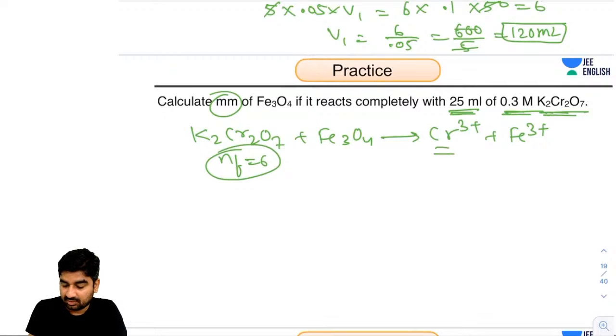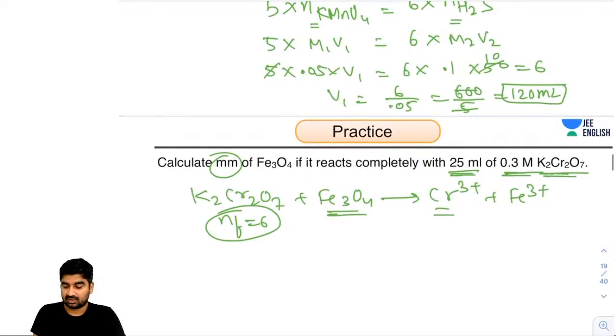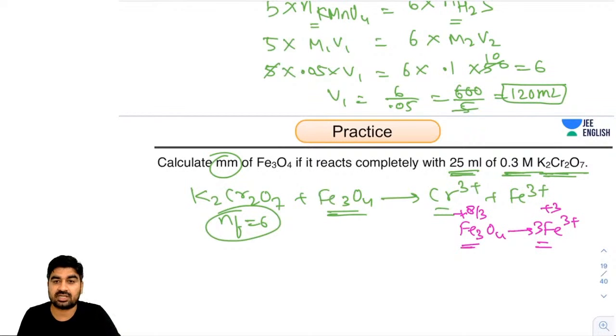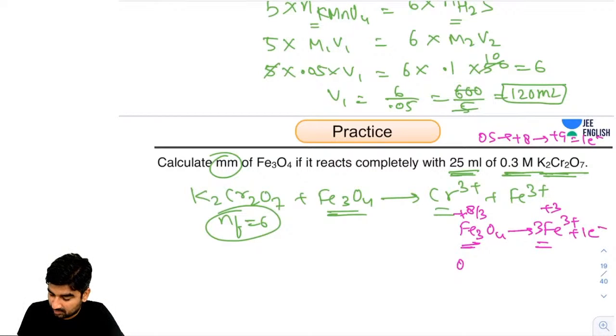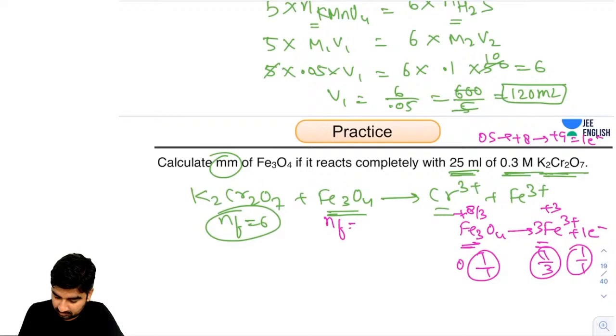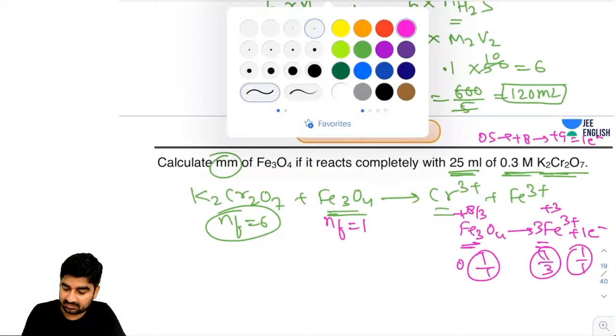I told you in every condition. Now you have to calculate the n factor for Fe3O4. And how will you do that? Fe3O4 is going into Fe3+, and just balance the three. Here it is +3 and here it is +8/3. So what is the change in oxidation state here? 8/3 into 3 is 8, and 3 into 3 is 9. So there is a loss of one electron. So the n factor will be 1. I hope you got the n factor.